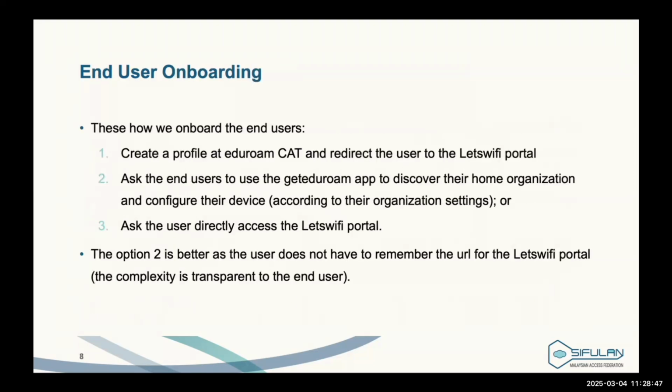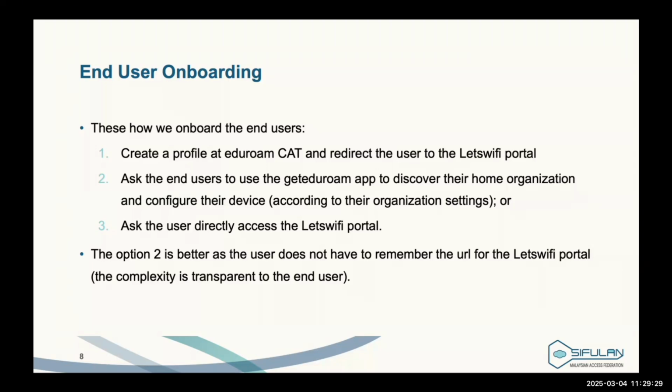So for the end user, this is how we onboard them. We create a profile at Eduroam CAT for each institution and redirect them to the Let's Wi-Fi portal. So we make use of Eduroam CAT in this case. Then we ask the end user to use the Get Eduroam app to discover their home organization and configure their device according to their organization's settings. There might be slight differences. For example, some institutions want to have a shorter credential validity, and some want it longer, and so on.